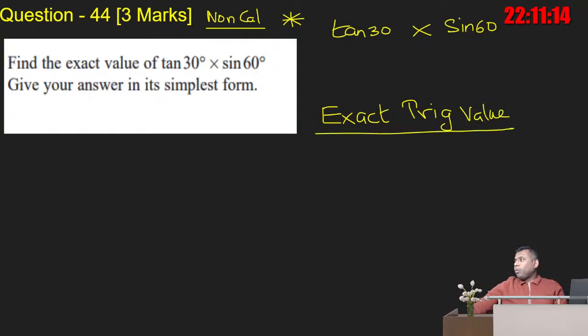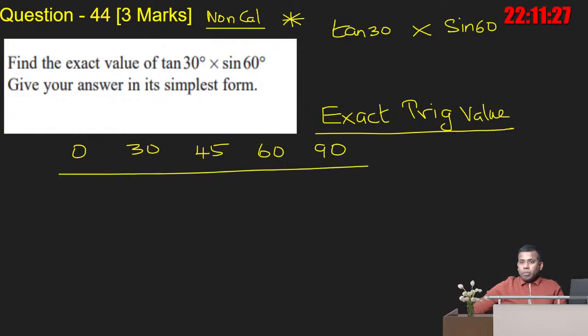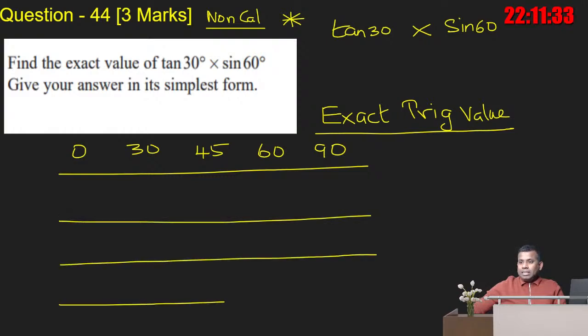First of all, you may ask what are the angles we need to remember? The angles 0, 30, 45, 60 and 90. These are the values you need to remember. So we need to know the sine value, cosine value and tangent value. This is sine theta, this is cosine theta, and this is tan theta. First method, what I do is a shortcut method.